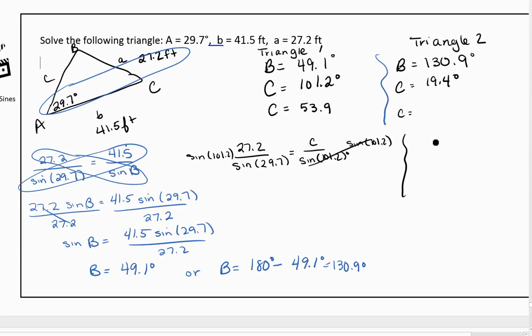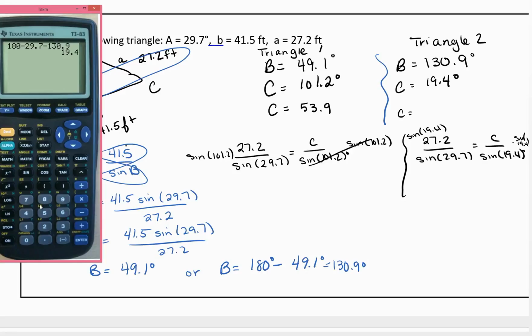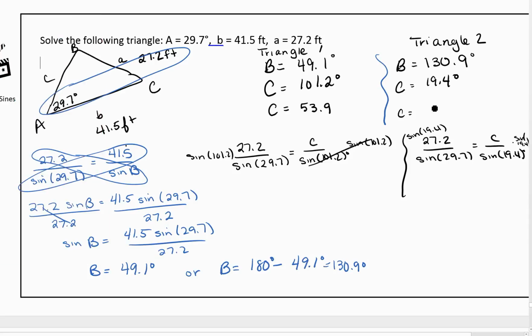Okay, now solving for little c is going to look very similar. So angle A and side a are still the same. So we'll have c over sine of 19.4, and we'll multiply both sides by the sine of 19.4. So in our calculator, to find this c, we'll have sine of 19.4 times 27.2 divided by sine of 29.7. Okay, so we get that c here is 18.2. Okay, so we got two different triangles here that both have A being 29.7, b being 41.5, and little a being 27.2.